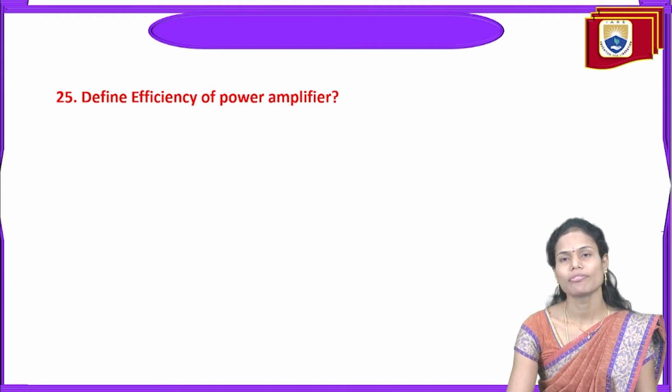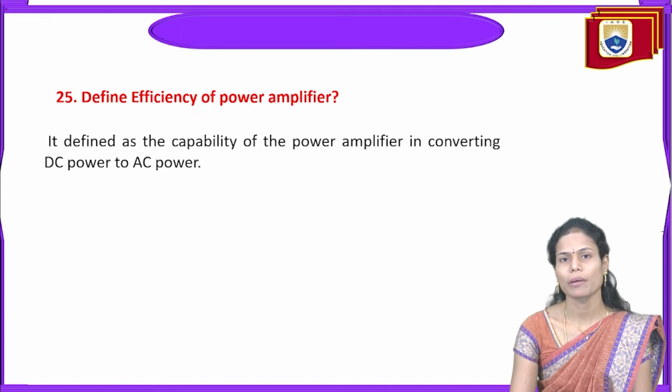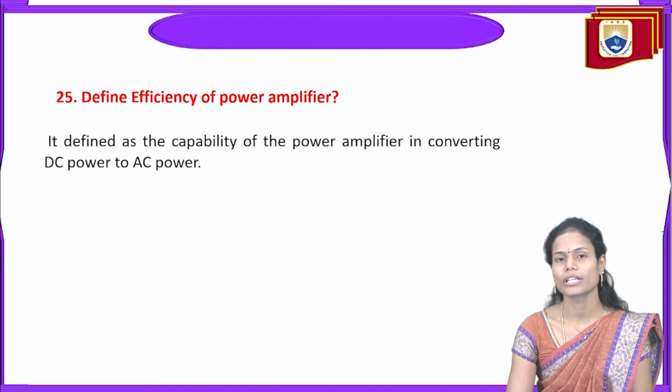And next, define efficiency of power amplifier. So the efficiency of the amplifier is nothing but the capability of the power amplifier in converting DC power to AC power here. How efficiently it is working is indicated by the efficiency of that particular amplifier.